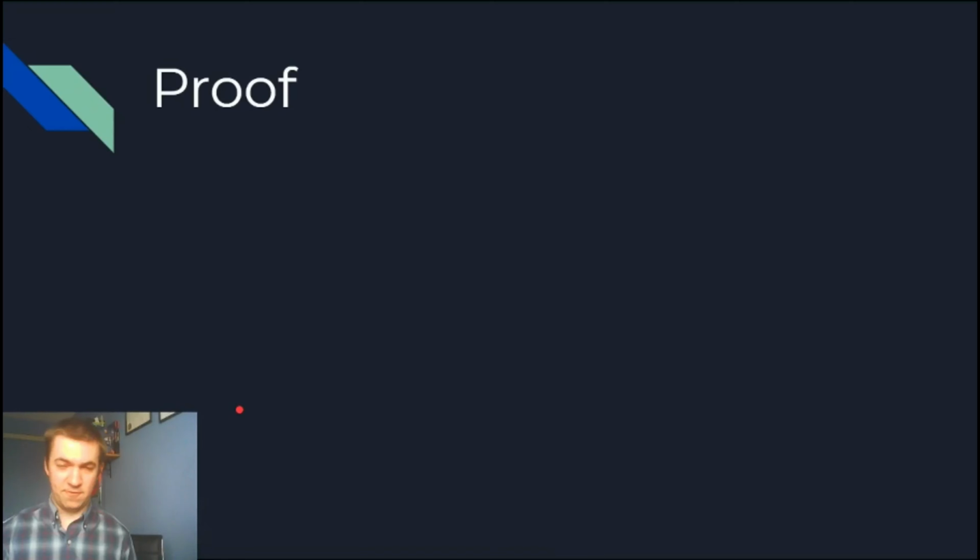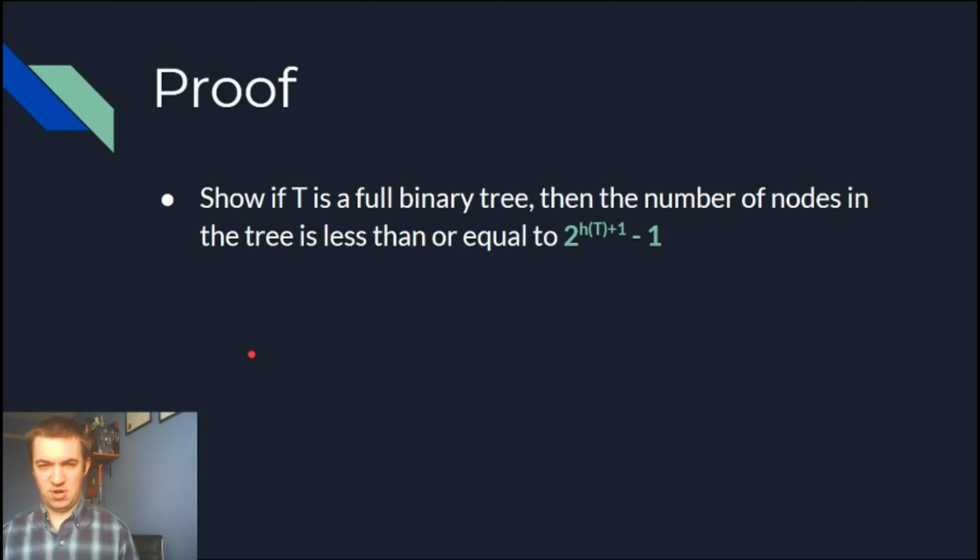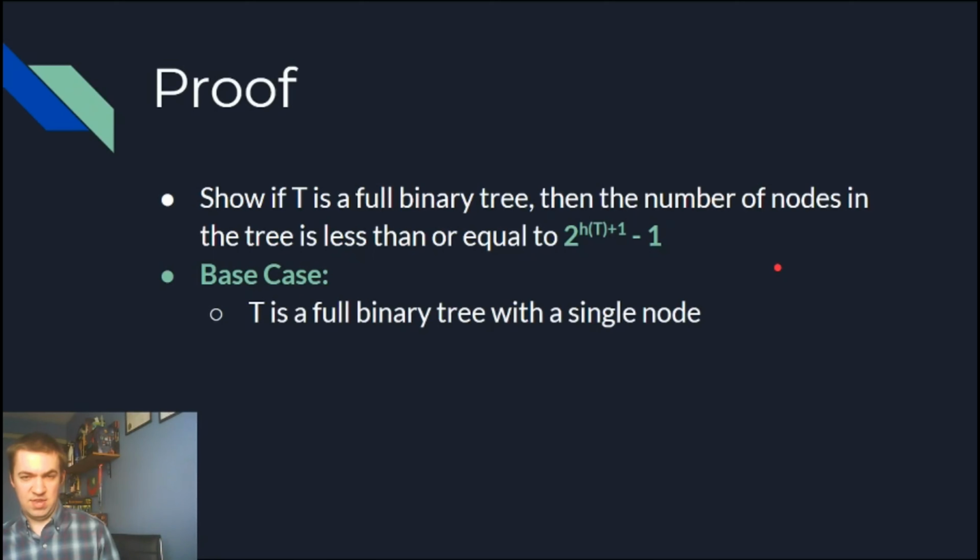Alright, so let's do the proof. Remember, this is what we're trying to prove. If T is a full binary tree, the number of nodes in the tree is less than or equal to this formula. So let's look at our base case. In our base case, T is a full binary tree and it's just got one node, that root node R. So the height of that tree is 0. We defined that from before.